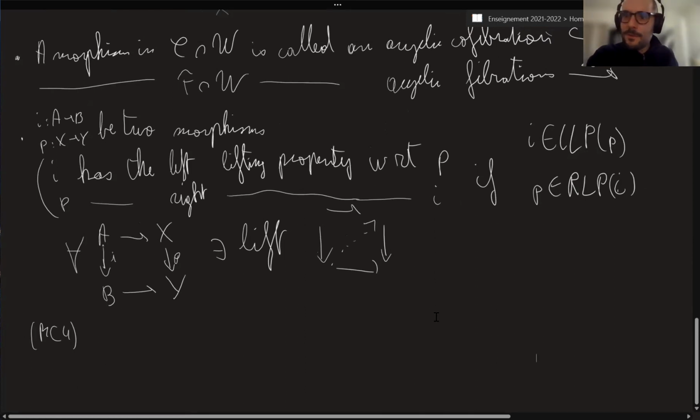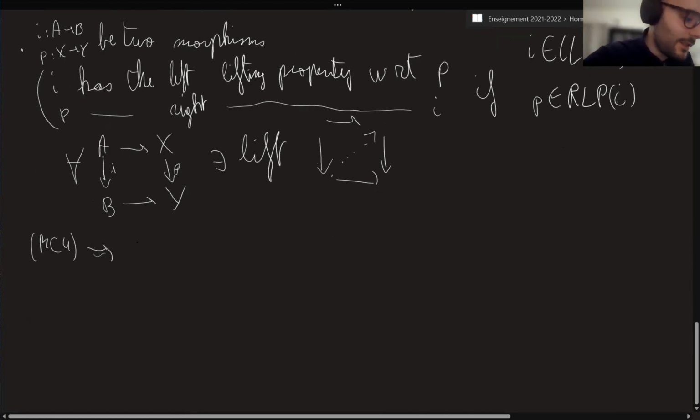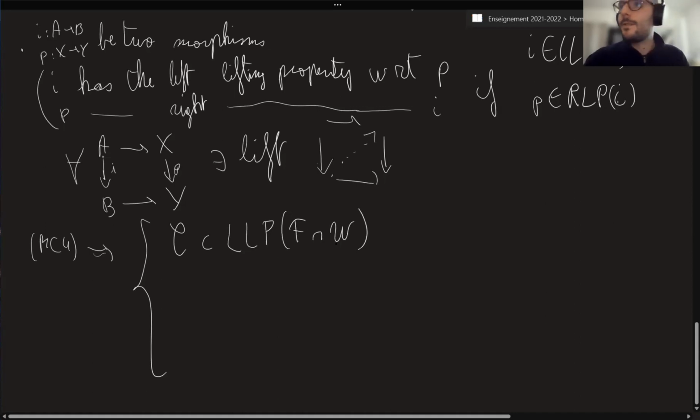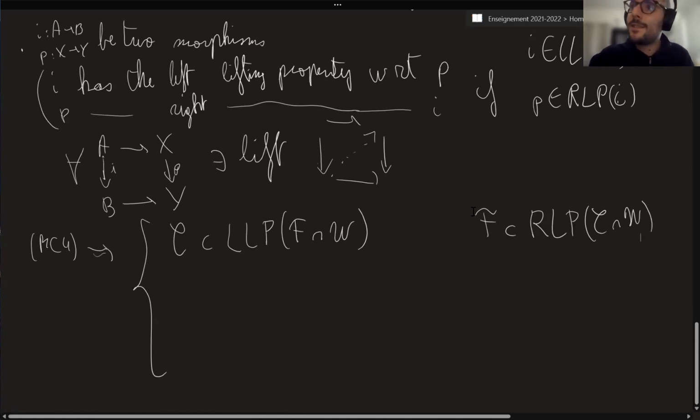So it's going to be a bit more clear once I state the obvious. Axiom MC4 says that C is included in the set of morphisms which have the left lifting property against all acyclic fibrations. And dually, F is included in this thing, right? Axiom MC4 exactly says that every cofibration has the left lifting property with respect to all acyclic fibrations, and all fibrations have the right lifting property with respect to all acyclic cofibrations.